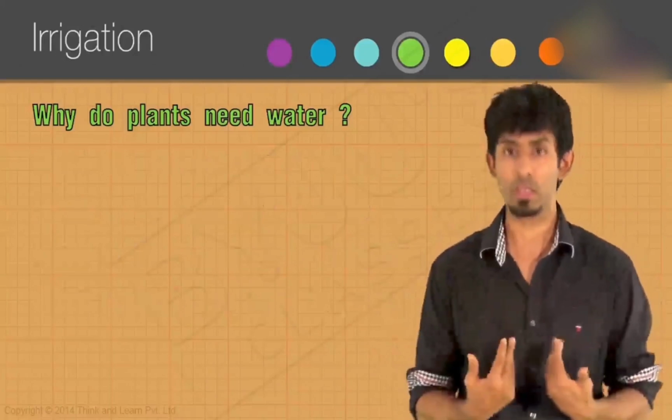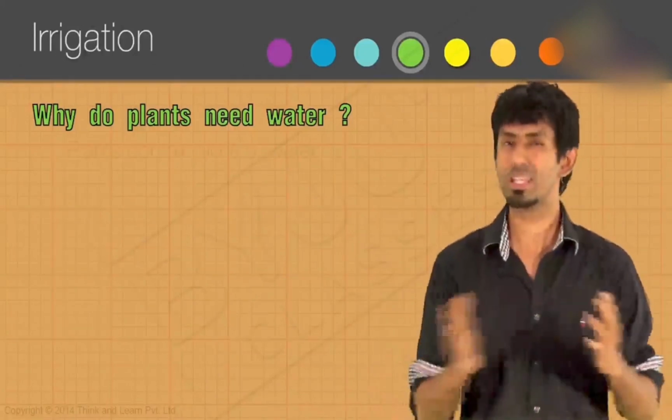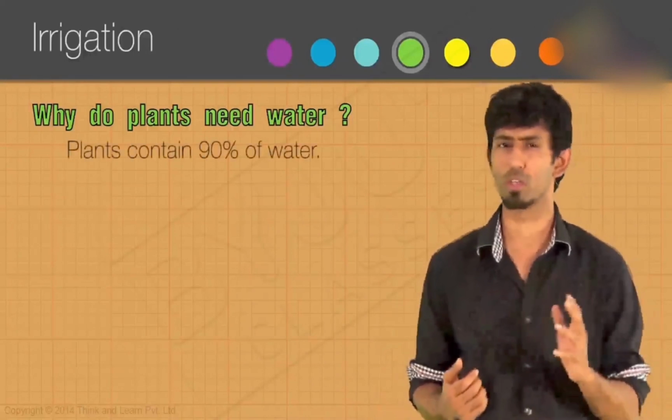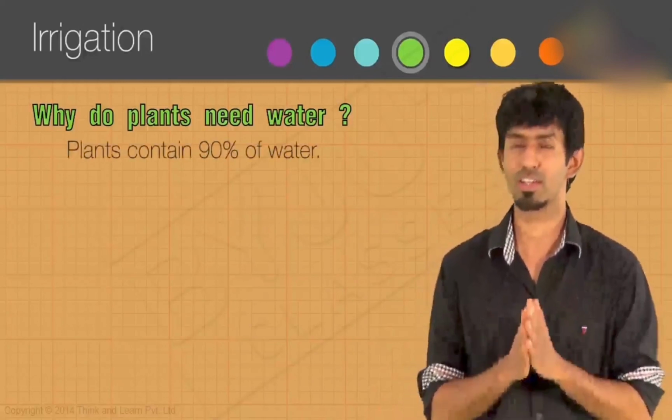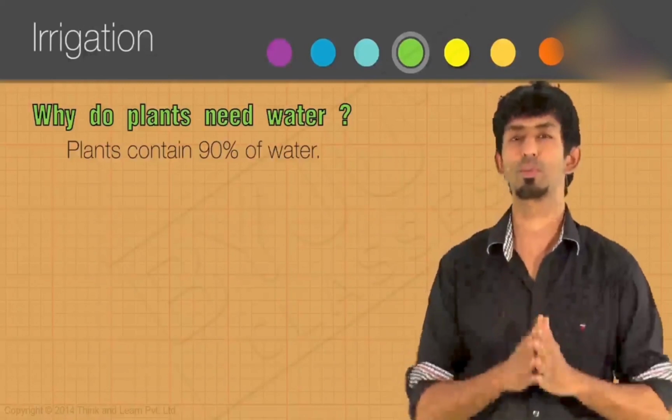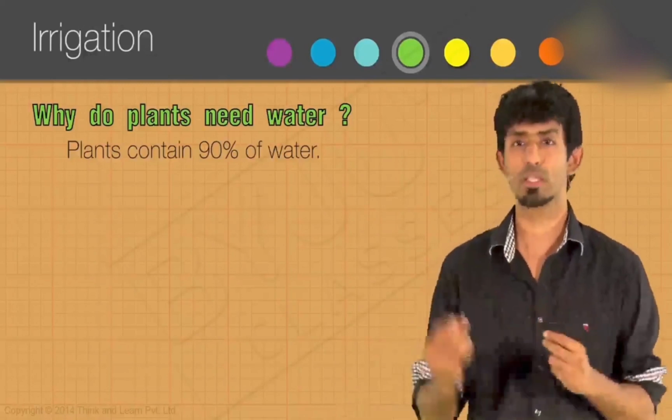So like you, like me, plants also need water. 90% of their bodies is water, right? Even ours is lesser. Do you know how much percentage of water we have? Yeah, if you already know it, great. Otherwise, go and find out. It's somewhere around 70%, right? So when you think about this, plants need water to be inside.